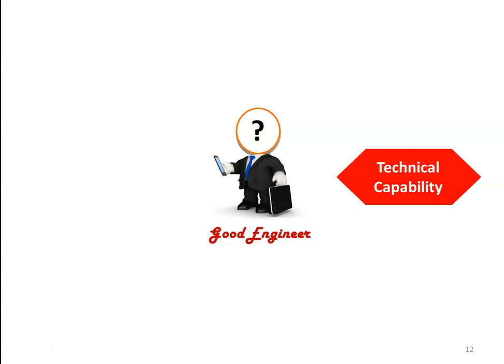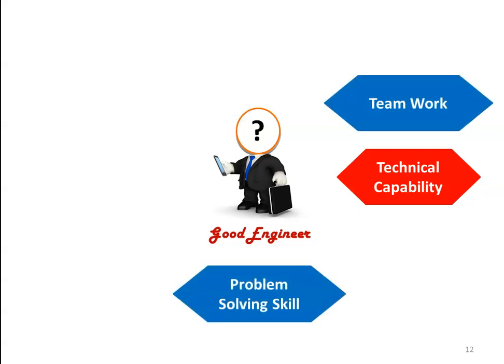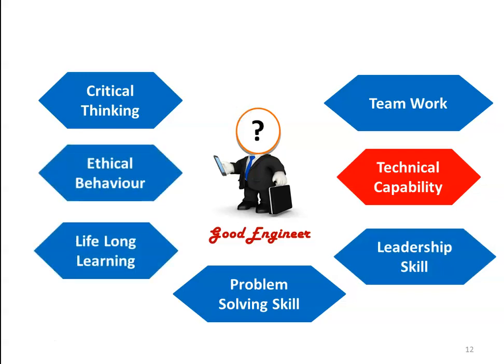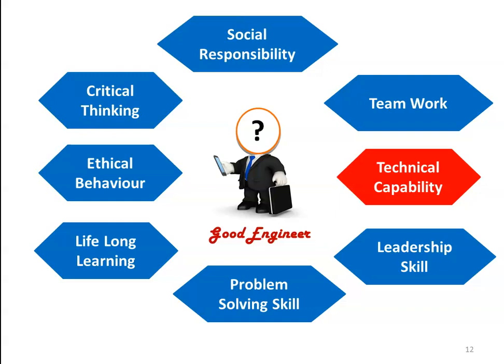But today, with Industry 4.0, the focus is something different. In addition to the technical capability, in addition to the knowledge on the subject, the industry or the employer is expecting some more skills from the student. These skills are problem solving skill, teamwork, critical thinking, leadership skill, lifelong learning, ethical behavior, and social responsibility. So in addition to the technical capability or subject knowledge, the engineering graduate coming out of the college should have all these qualities. Then only he will find a job in the job market.